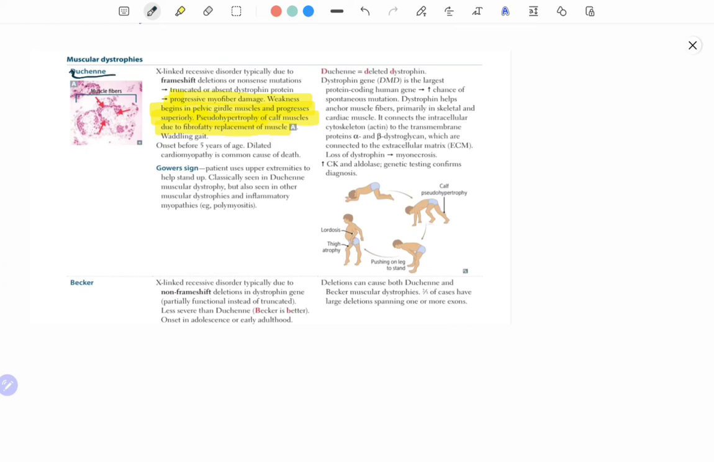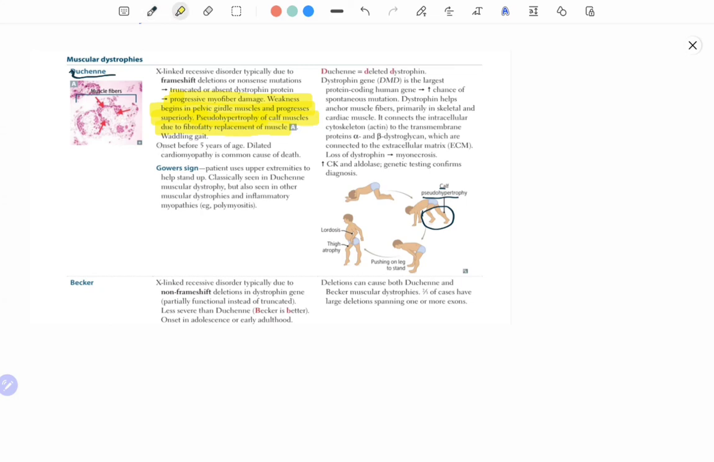Because at the initial stage of the disease, the patient uses the distal ends of the lower extremities to stand up, and hypertrophy occurs here, and muscle wasting occurs in the proximal areas of the lower limbs. So with the extensive use of the distal ends of the lower extremities, pseudohypertrophy occurs. This occurs in the calf muscles.